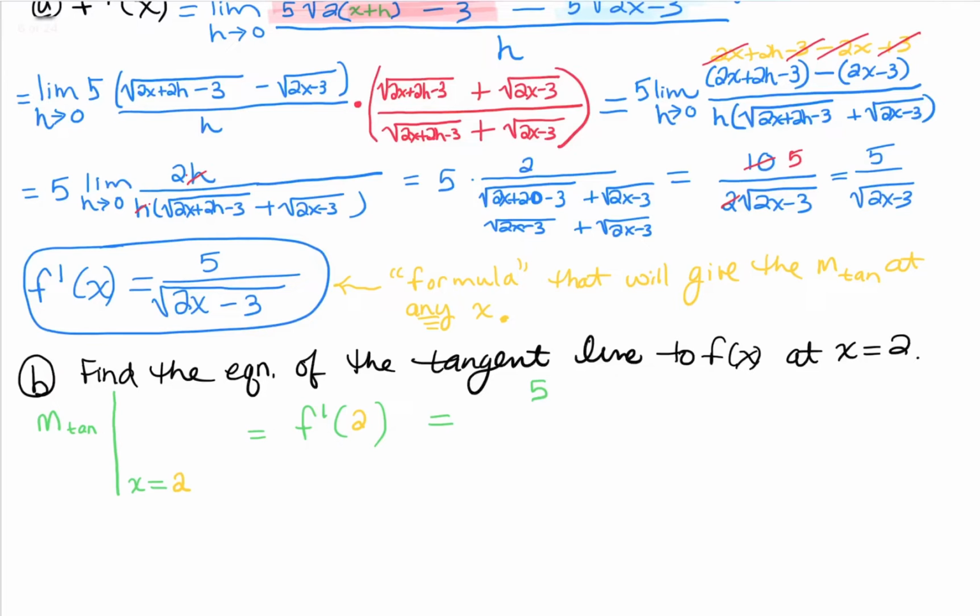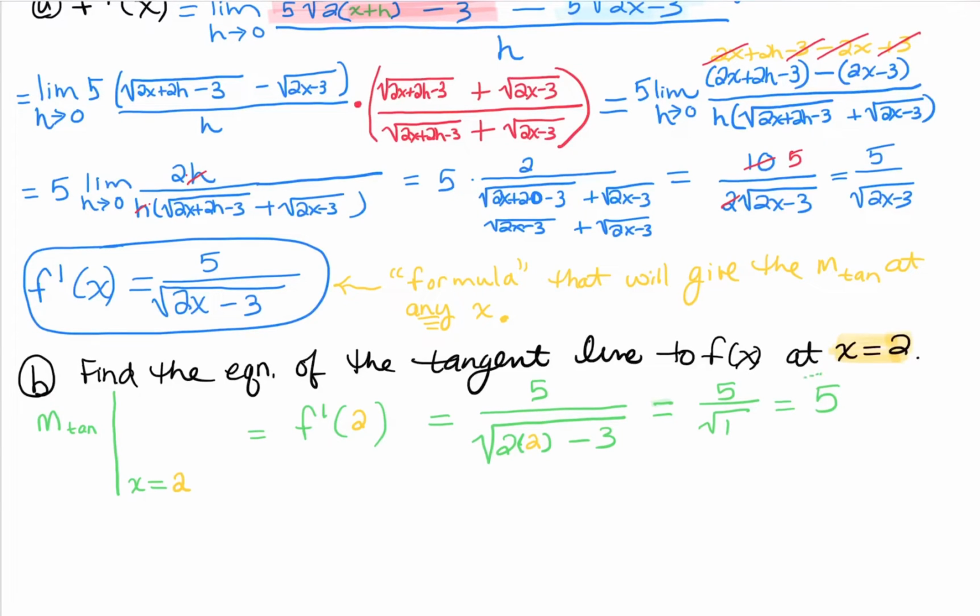So we are going into our formula for the derivative, that formula that can give me the slope of the tangent line at any point. And the point that I want it for is x equals 2. So now, subbing in x equals 2, we're going to be able to get this exact slope at this point. So my slope is going to equal 5 over the square root of 4 minus 3, of course, is just the square root of 1. Root 1 is 1, and so this is 5.